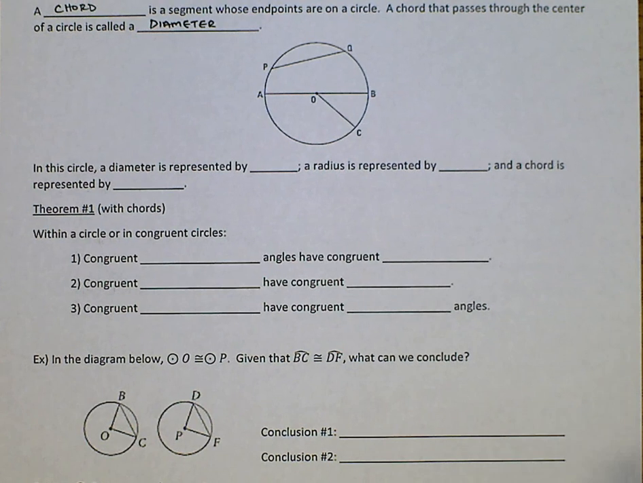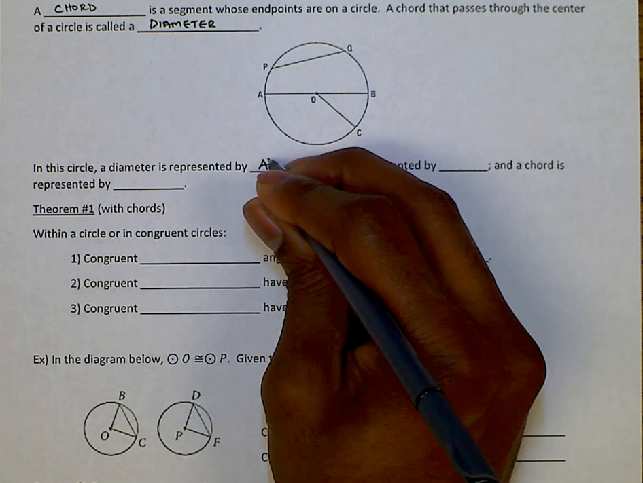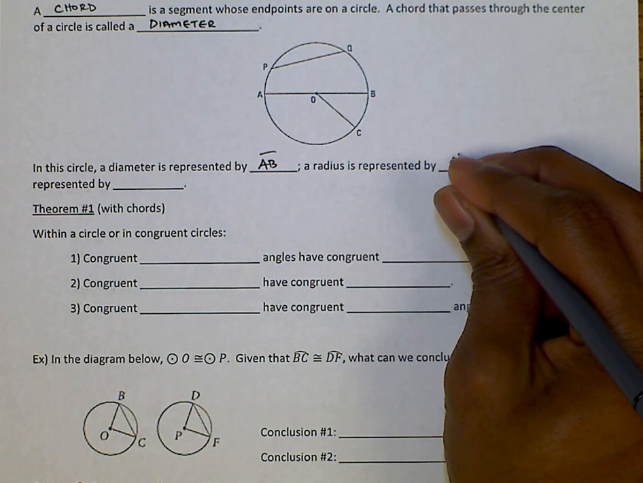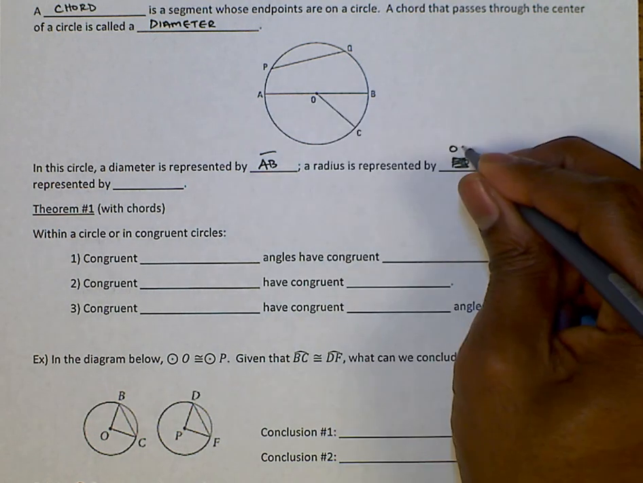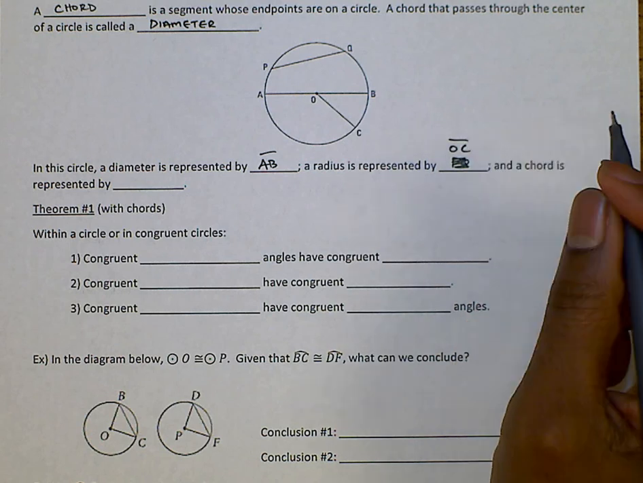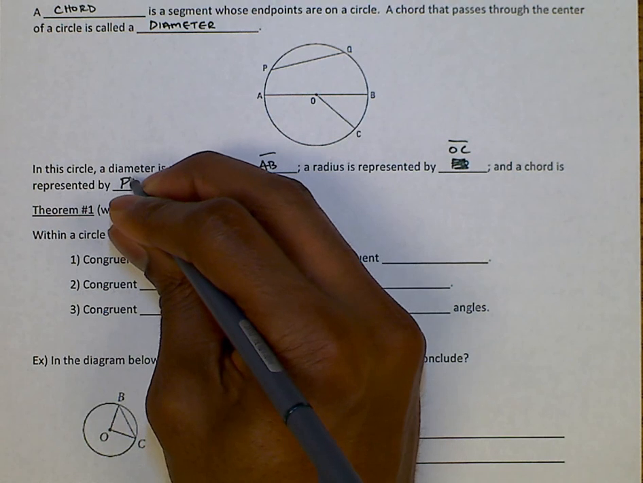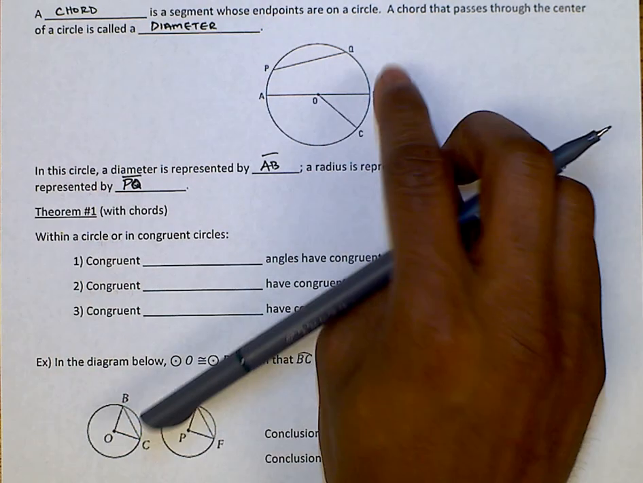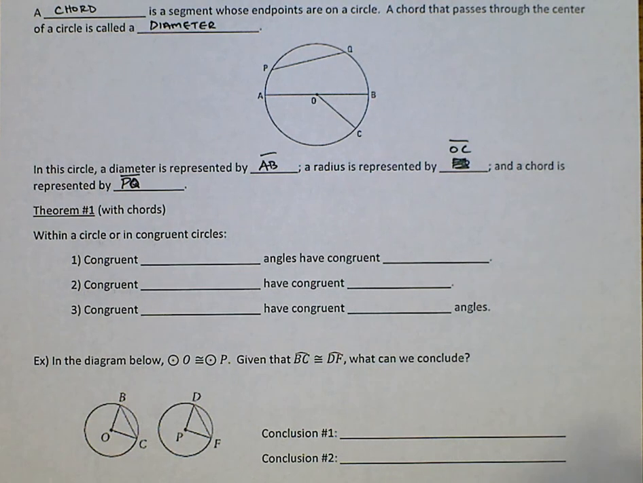In this circle, a diameter is represented by AB, as we just talked about. And a radius is represented by OC here, and a chord is represented by PQ. Obviously there are other radii here. AO is a radius. OB is a radius. So we should be able to identify diameter, chord, radius, those things.